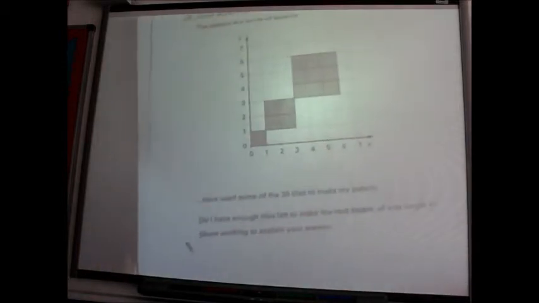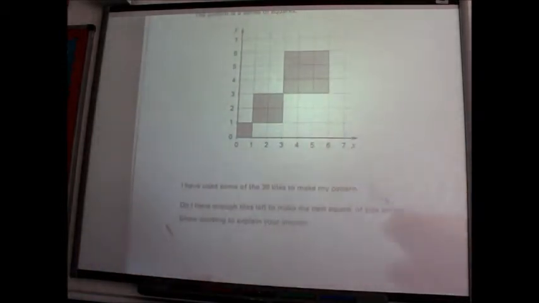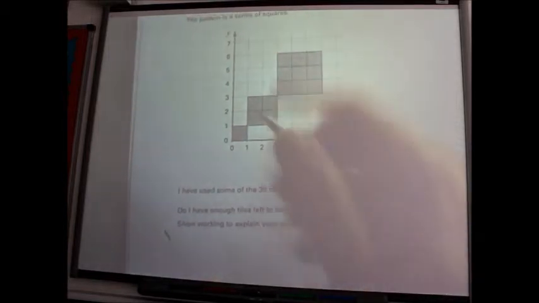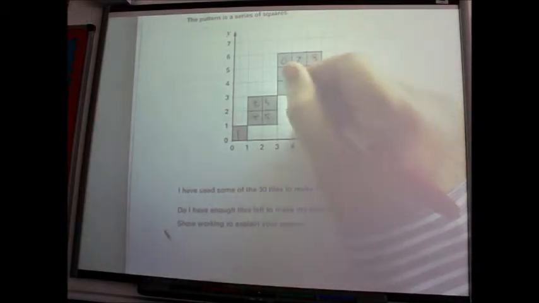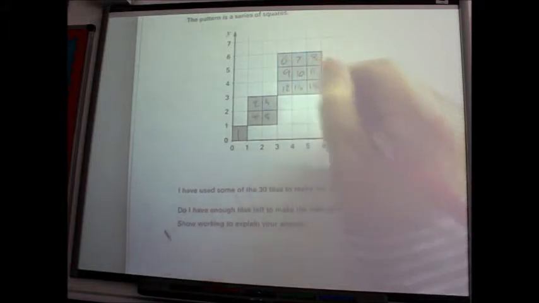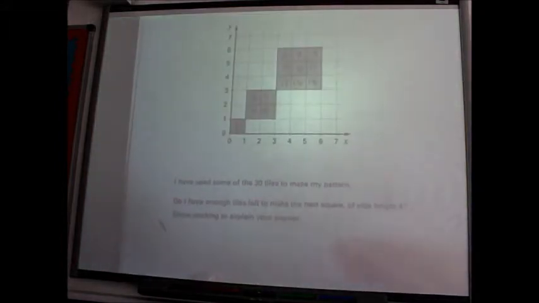Part D. I have 30 tiles to make a pattern on a grid. So here's the pattern we've got so far. So this one is obviously just 1 in there. There's your 2, 3, 4, 5, 6, 7, 8, 9, 10, 11, 12, 13, 14. So you've used 14 tiles so far. Do I have enough tiles to make the next square in the pattern? So that's 1 across, 2 across, 3 across. The next one's going to be 4 across. I'm going to pretend to draw it on.